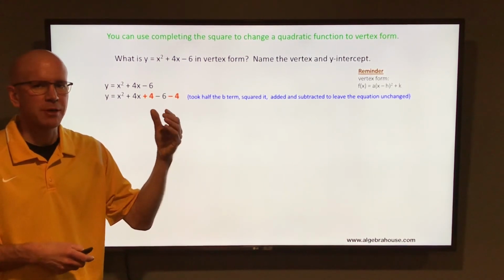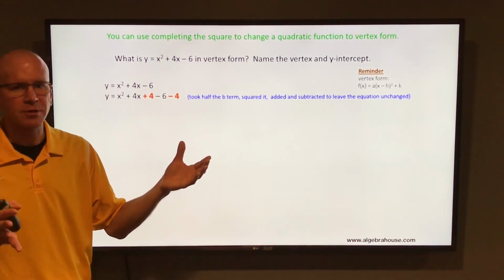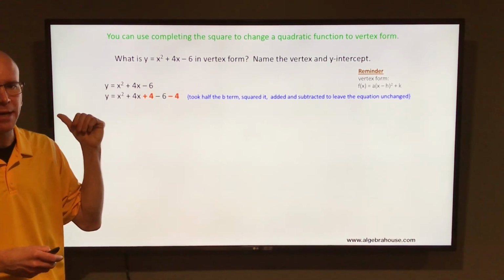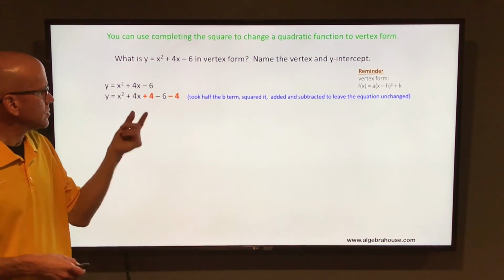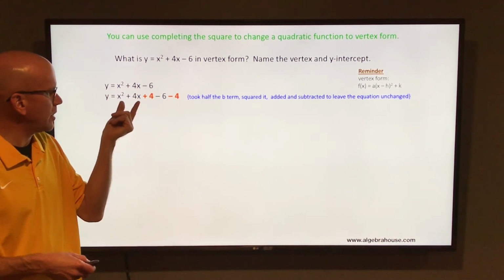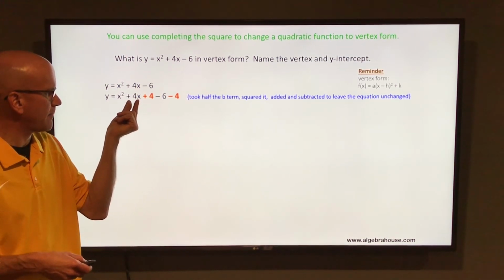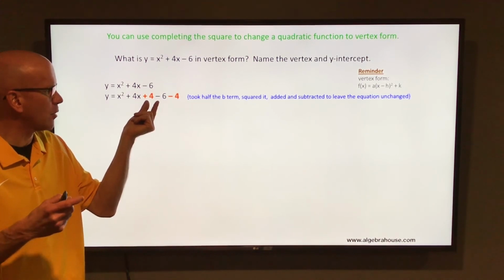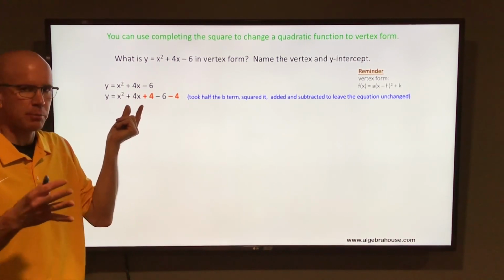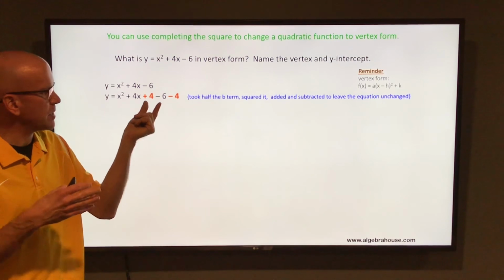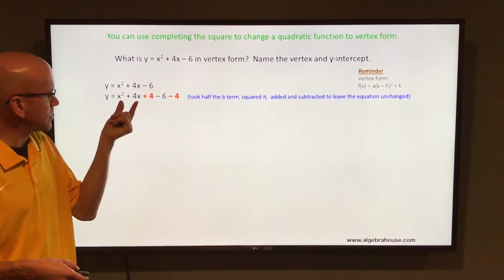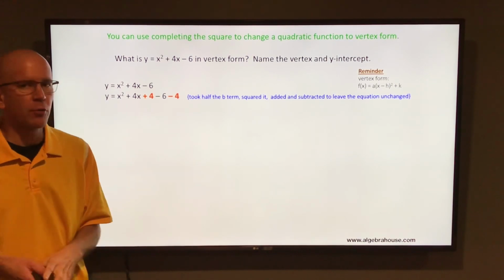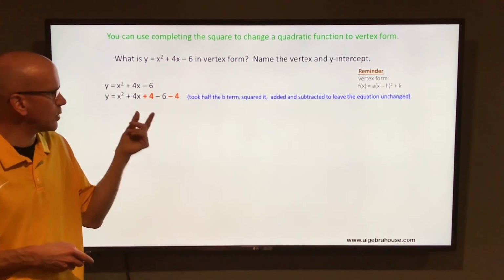So if you add something onto one side, to keep the equation balanced, you either have to add it onto the other side or subtract the same thing from that same side. So to complete the square here with this x squared plus 4x, we took half of 4, which is 2, squared it, and got 4. We added that on to complete the square, and to keep the equation balanced, we're subtracting 4 at the end. So now, these three terms, x squared plus 4x plus 4, we completed the square, so that's a perfect square trinomial.